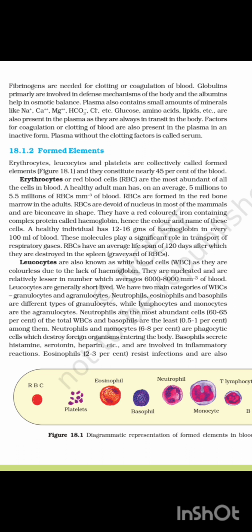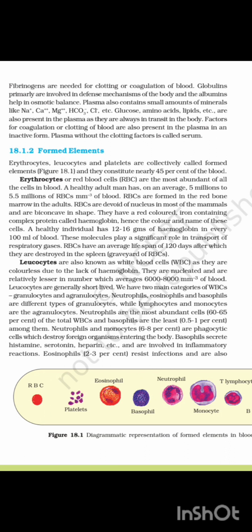A healthy individual has 12 to 16 grams of hemoglobin in every 100 ml of blood. These molecules play a significant role in transport of respiratory gases. RBCs have an average lifespan of 120 days, after which they are destroyed in the spleen, the graveyard of RBCs. Leukocytes are also known as white blood cells, as they are colorless due to the lack of hemoglobin.